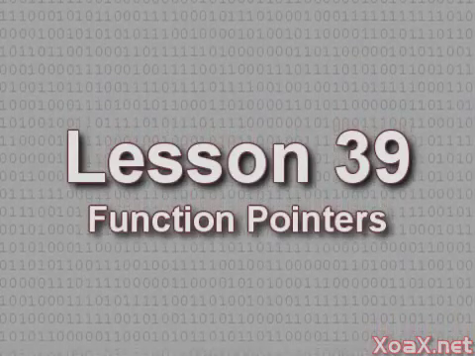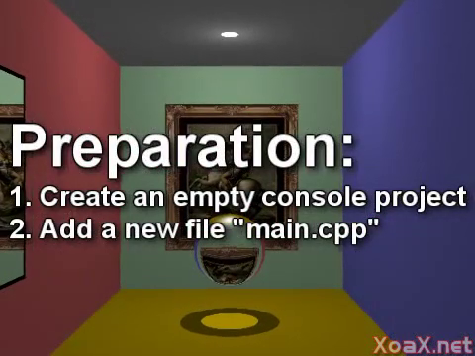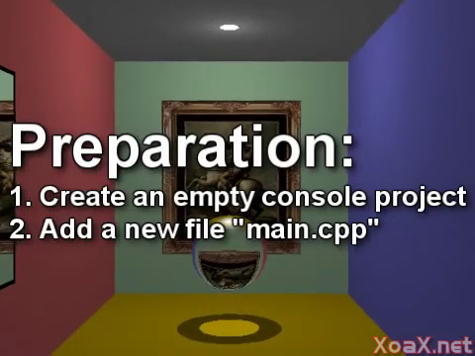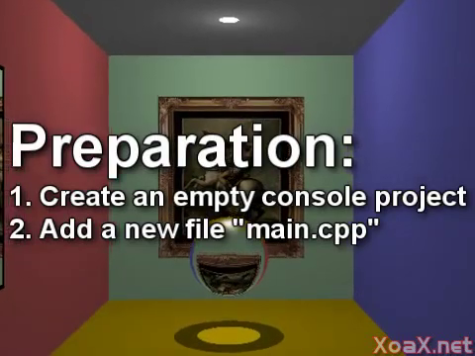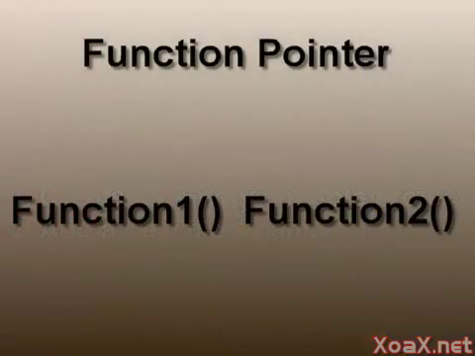Lesson 39, Function Pointers. To follow along with this lesson, you will need to create a new console project and add a new file named main.cpp to it, as we did in Lesson 1. Function pointers are just pointers which point to functions instead of variables. However, function pointers are more conceptually difficult than normal data pointers.